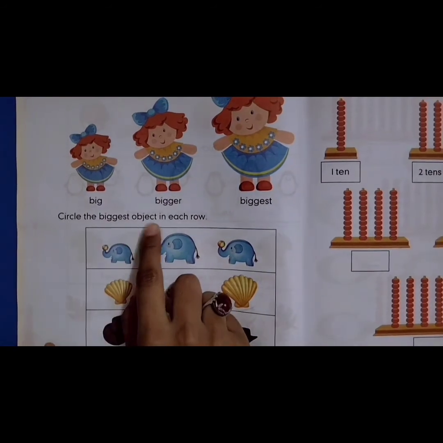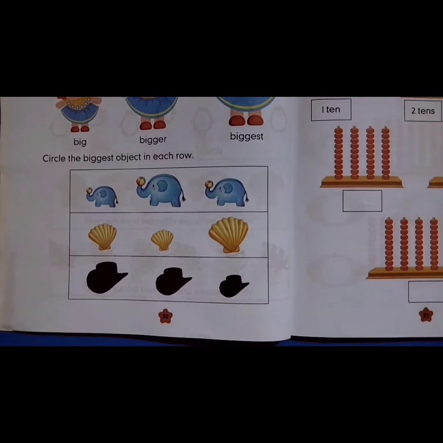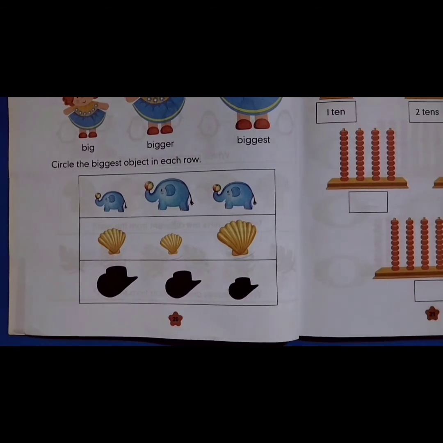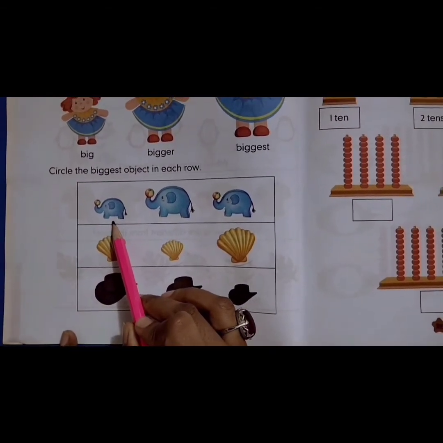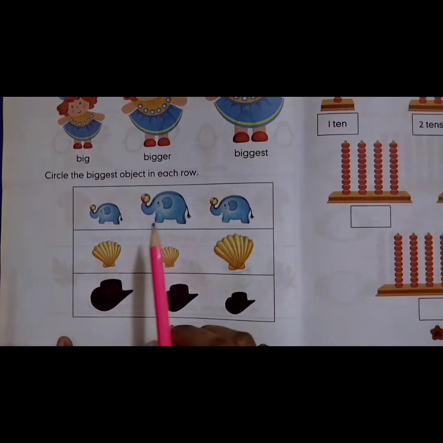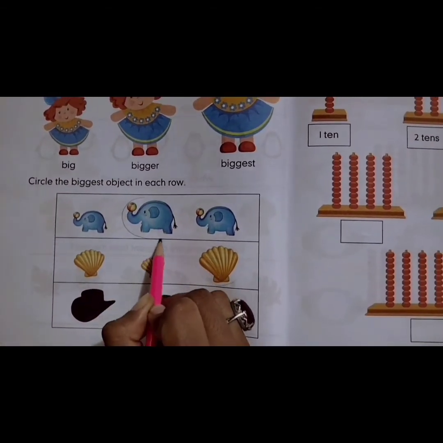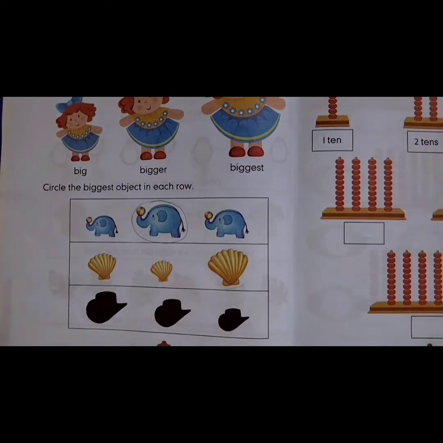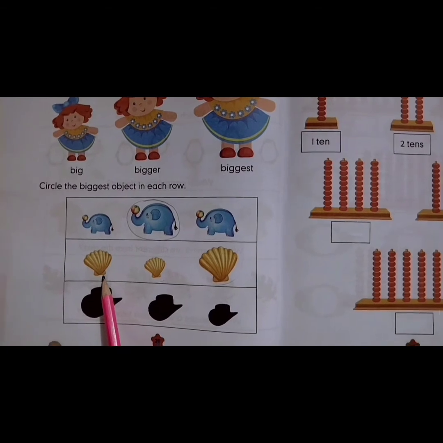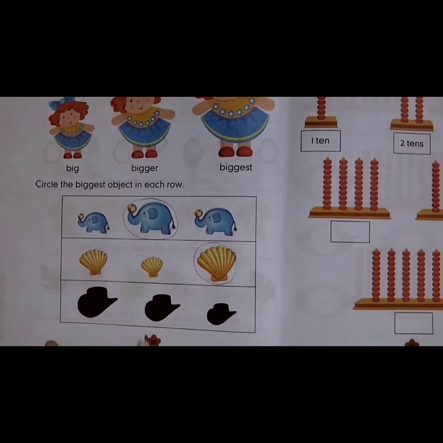Now we have the exercise down. Circle the biggest object in the row. In these rows we have objects with the sizes big, bigger and biggest. Among them we have to circle the biggest one. This is a big elephant, this is the bigger one and this is the biggest. So we have to circle the biggest one. This is a big shell, the bigger one and the biggest. Now circle the hats by yourself.